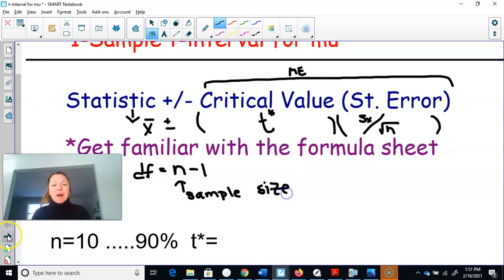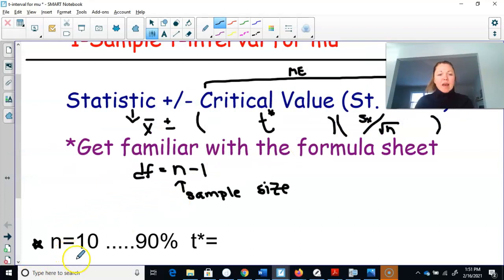So I have a little practice for us down here. I have a couple that we'll do together. When n is equal to 10 and I want a 90% confidence interval, so I'm going to construct that, what is my T star going to be? Well, we know our degrees of freedom is n minus 1, so I'm going to take 10 minus 1. I have my confidence level of 90%, so 10 minus 1 is 9. That's my degrees of freedom.